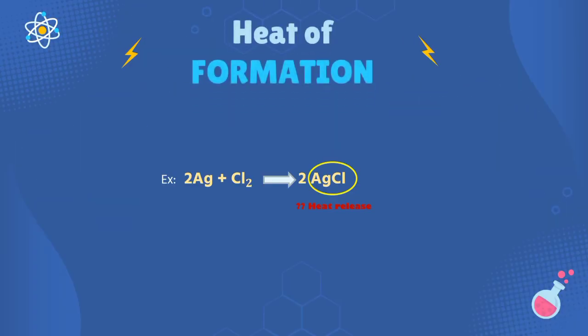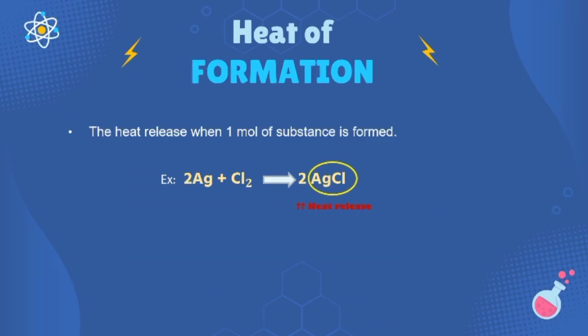What is heat of formation? Heat of formation is the heat released when 1 mole of substance is formed. In this equation, silver chloride is the substance formed. So the heat release is calculated from 1 mole of silver chloride.